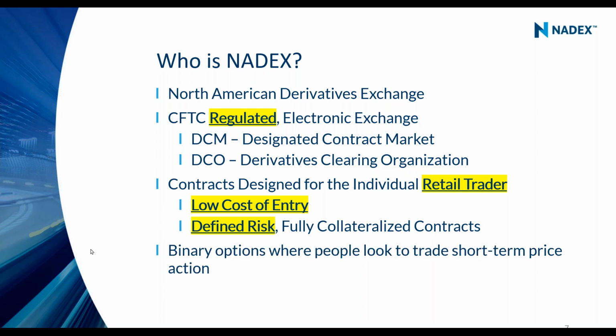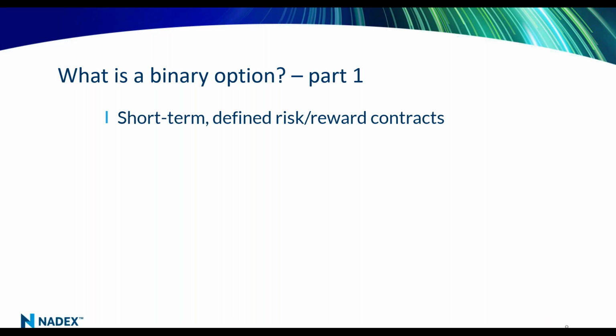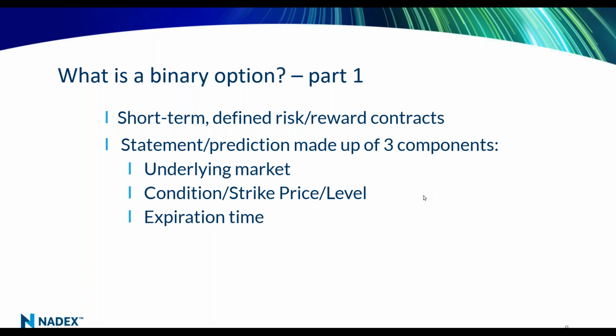And the one thing that Nadex does offer is binary options, where people are looking for short-term price action. Next week we'll cover call spreads and knockouts, but this time we're just going to talk about binary options. So let's jump into it. What is a binary option? A binary option is a short-term defined risk reward contract. And that contract is made up of 3 components: an underlying market, a condition, which we're going to talk about in a second, and an expiration time.